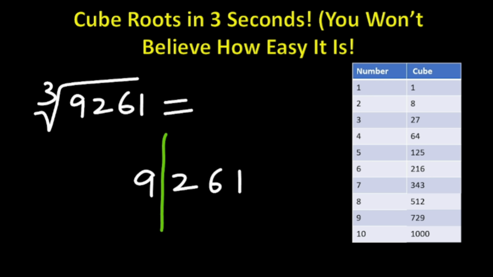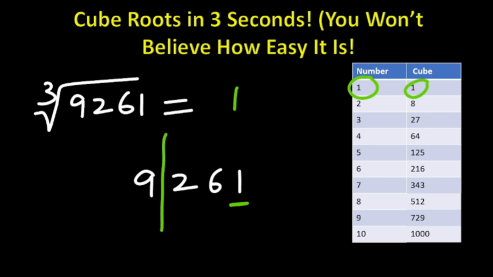And now, as you can see, this cube ends in 1. So if the cube ends in 1, its cube root also ends in 1. So the first digit in the answer is going to be 1. So the cube root of this number ends in 1. So that should be 1 here.